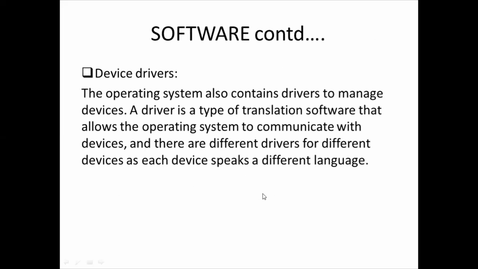Then moving further, we are discussing system software. We are done with BIOS and operating system. And the third one, remember, is device drivers. So now what is this device driver? The operating system also contains drivers to manage devices. A driver is a type of translation software that allows the operating system to communicate with the devices, and there are different drivers for different devices as each device speaks a different language.